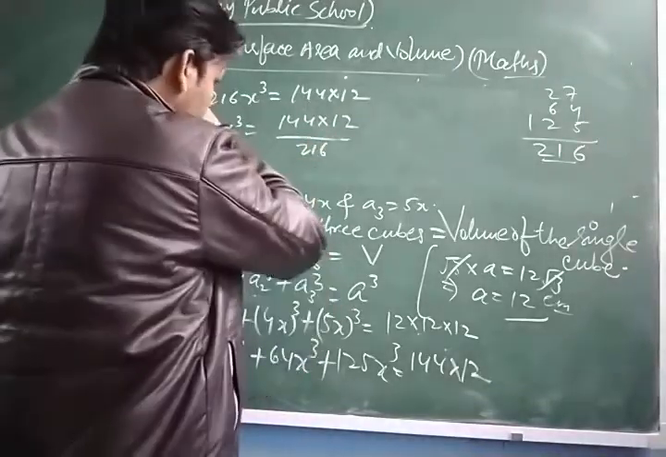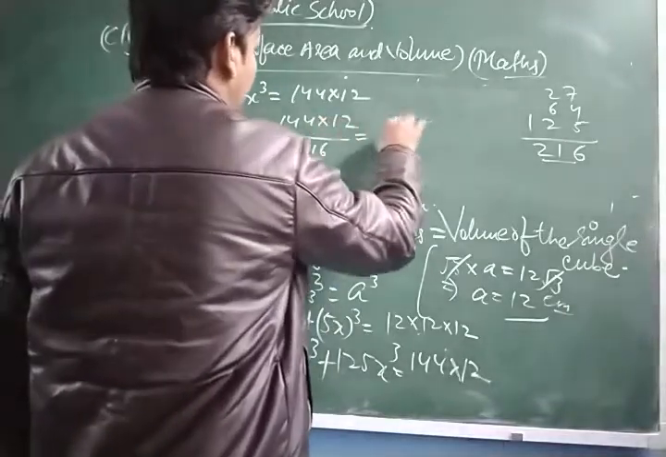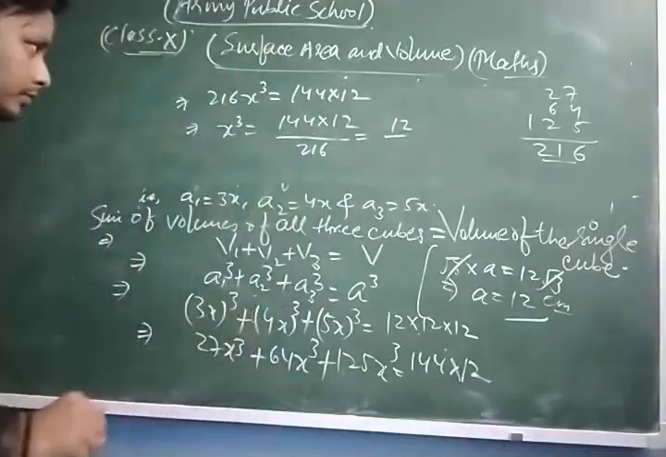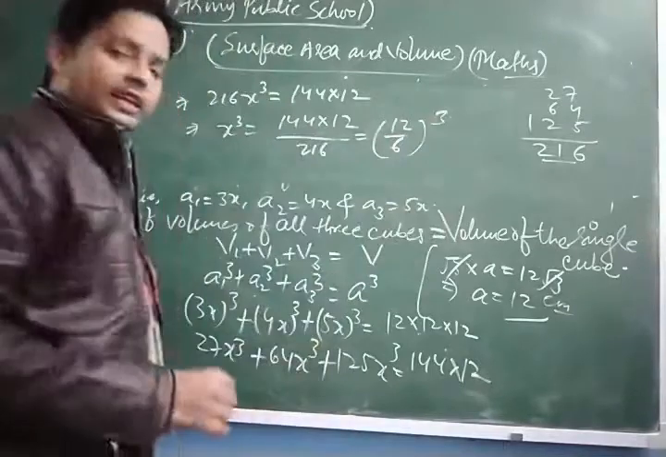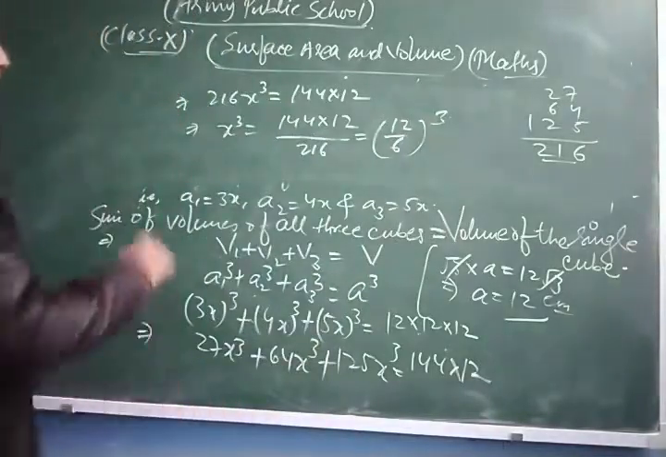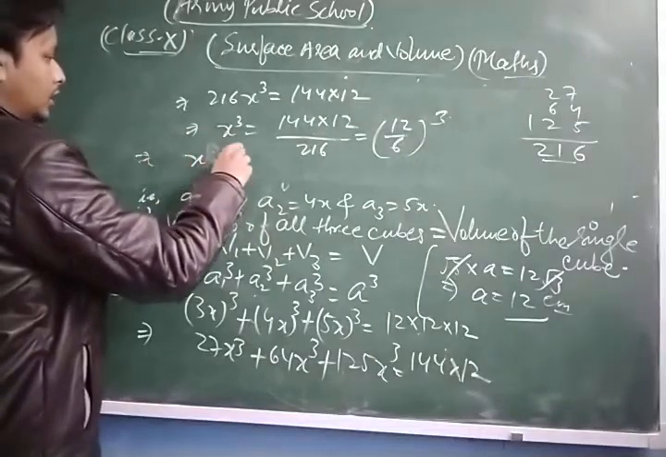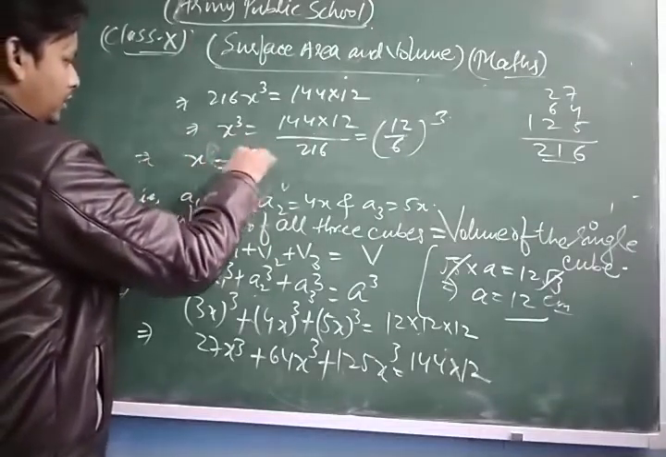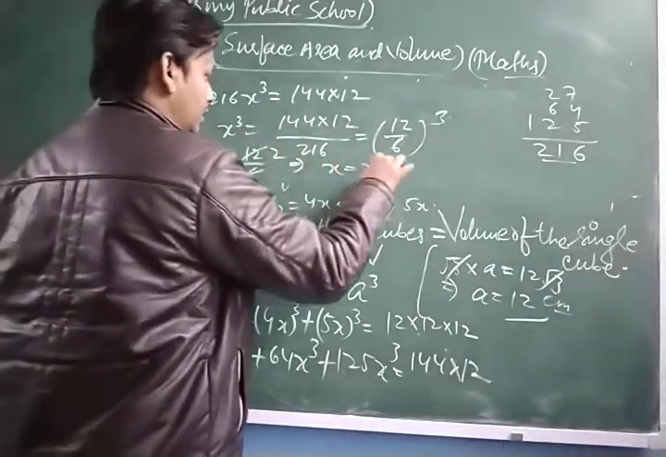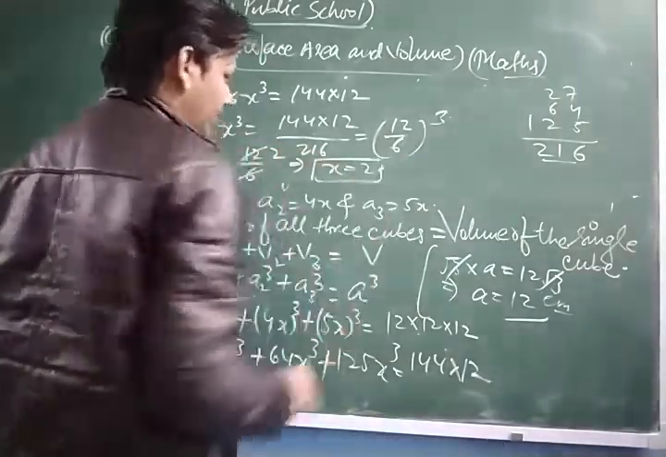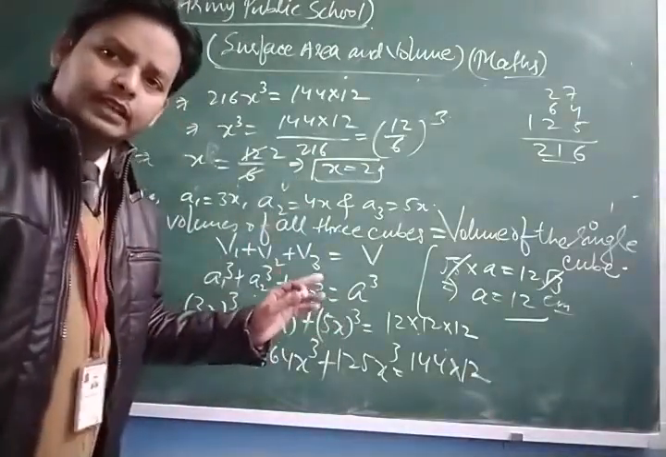Now we can write this as 12 upon, this is what? 6 whole cube. We can write it this way. So this implies that x is equal to 12 upon 6, that is 2. So the value of x is what? 2. Thus, in this way we find the value of x, that is 2.